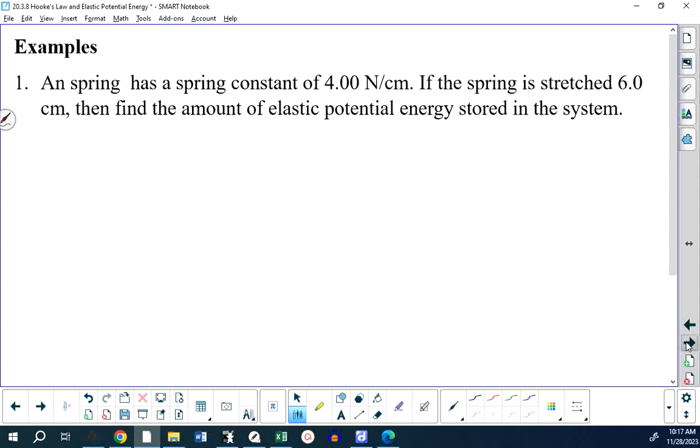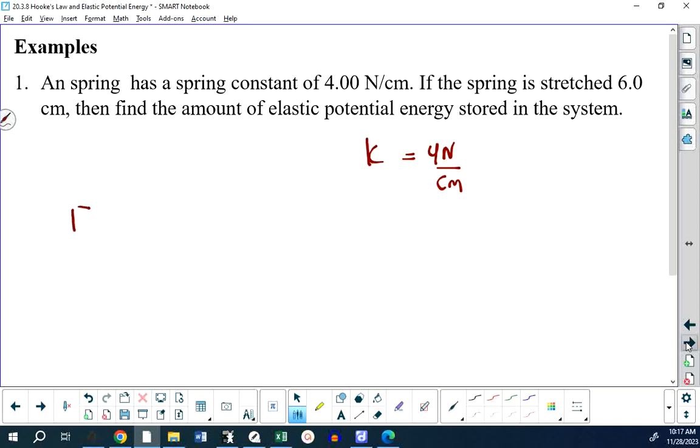All right, two quick examples. A spring has a spring constant of 4 newtons per centimeter. That means if I want to stretch the spring 1 centimeter, I need to apply 4 newtons of force. It's a fairly rigid spring. Bottom line, that's k. How much potential energy is stored in the system if I stretch it to 6 centimeters?